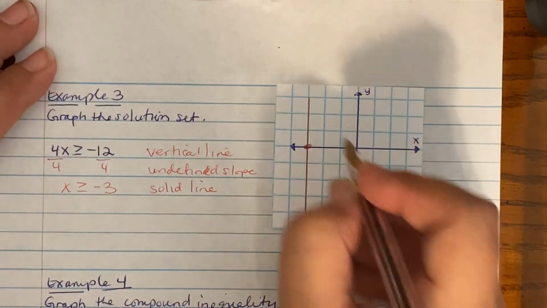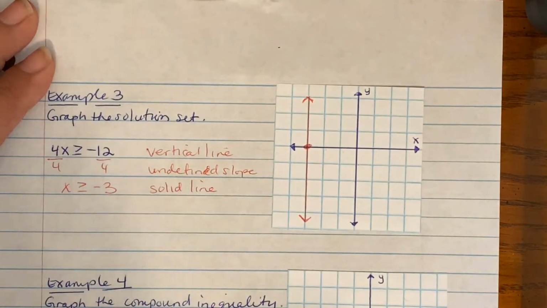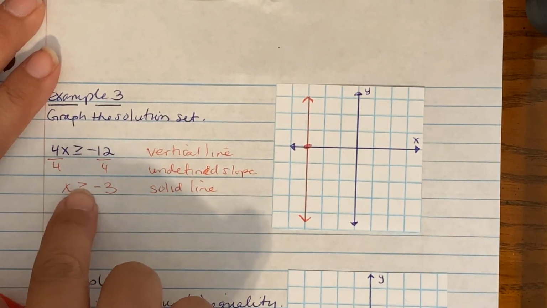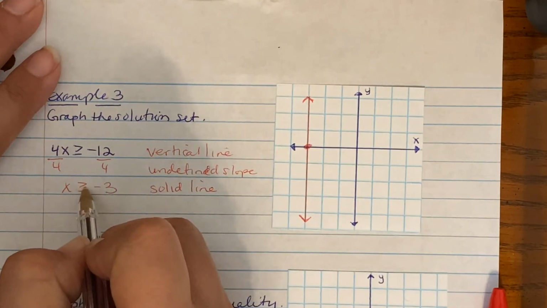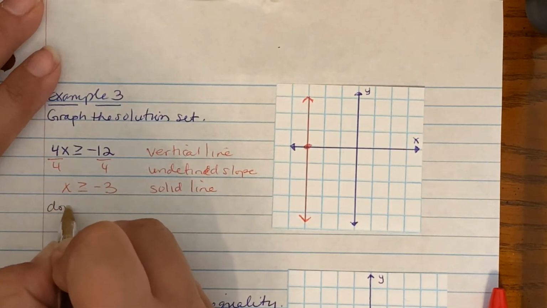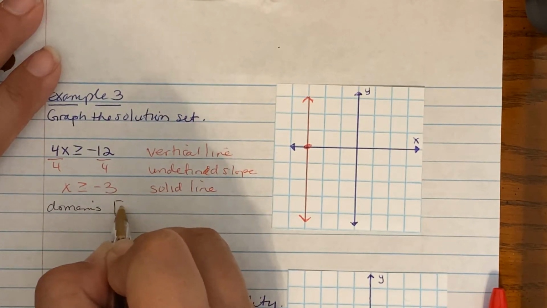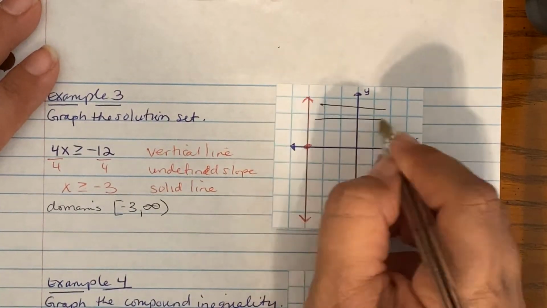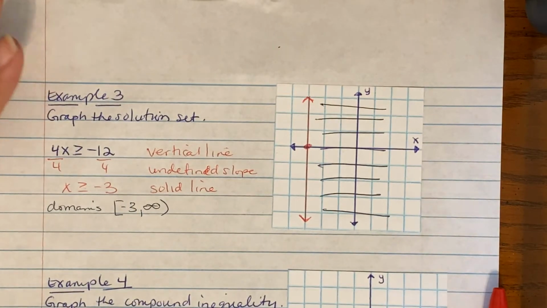And we're going to put arrows. Well, think about it. This is saying all the x values are greater than or equal to negative 3, which means our arrow is pointing to the right. So our domain is from negative 3 to infinity in this instance. So every number to the right of negative 3 works.